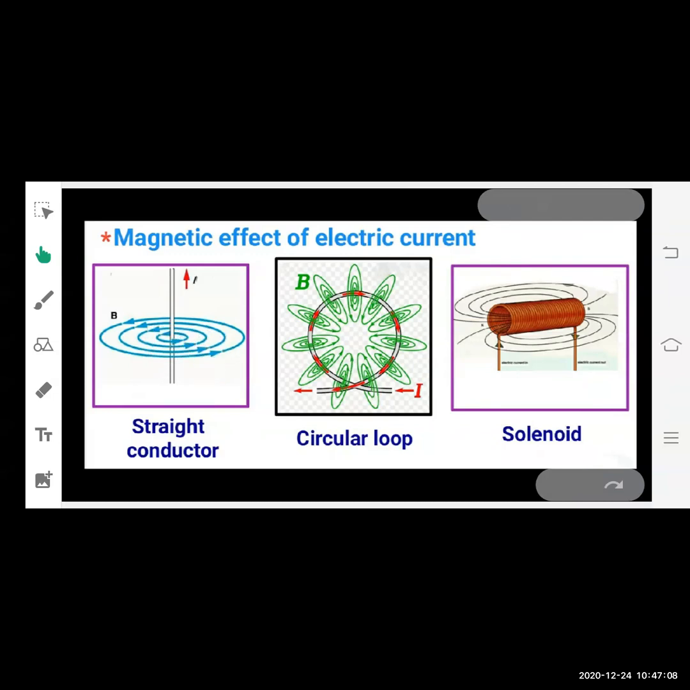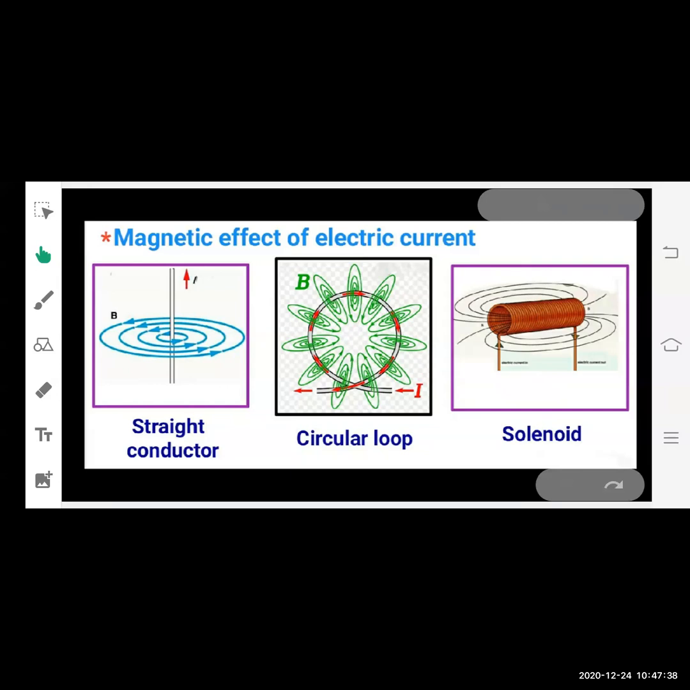conductor. Then we studied about the circular loop. In the circular loop, you can see how the magnetic field lines arrange themselves in concentric circles around the circular loop. And in the solenoid, we saw how the magnetic fields are produced around it, and we found that the solenoid and the bar magnet have similar magnetic fields.